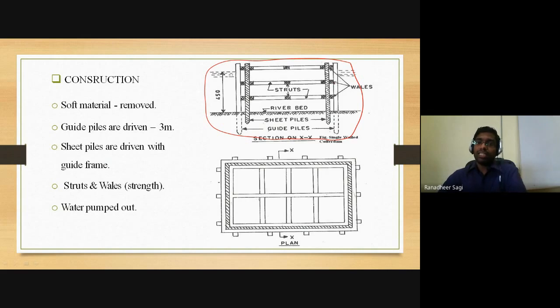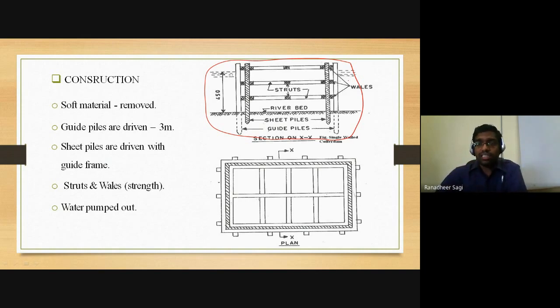Wales are nothing but the lateral members which connect one sheet and the other adjacent sheet together, so that those individual sheets do not behave independently. Rather, they are joined together to have a firm connectivity between them, and they act together to ensure that there will not be any kind of failure happening in them.